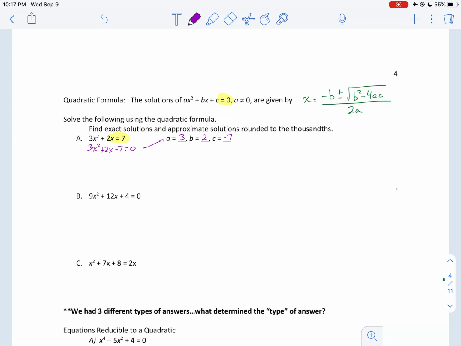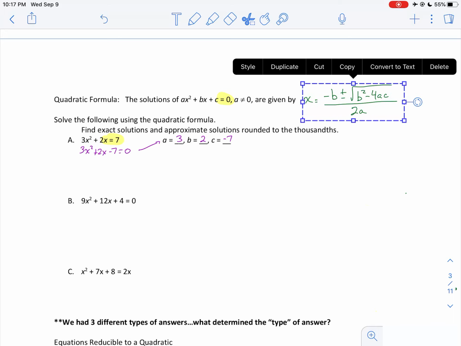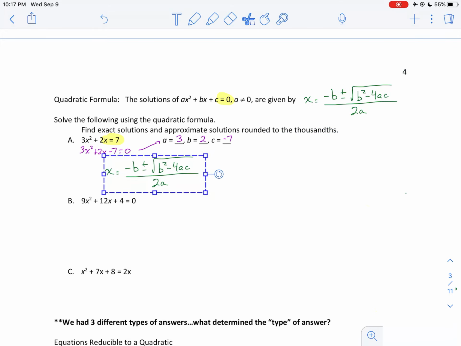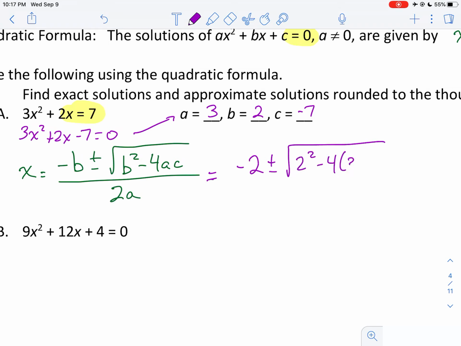Notice I need to get it in standard form before I get these numbers. Okay. So I now use this formula, and I just substitute my values in. So x is going to be negative 2 plus or minus the square root of 2 squared minus 4 times a times c. All of that divided by 2 times a.